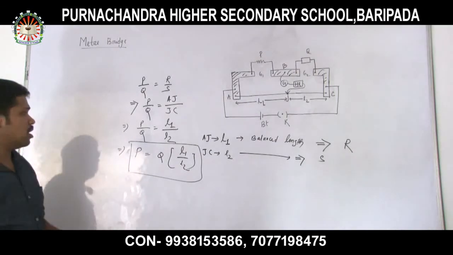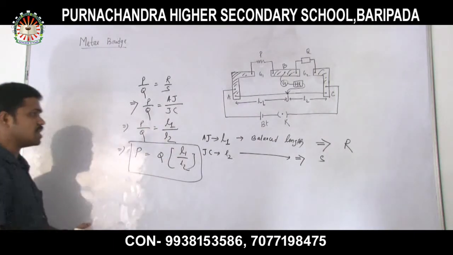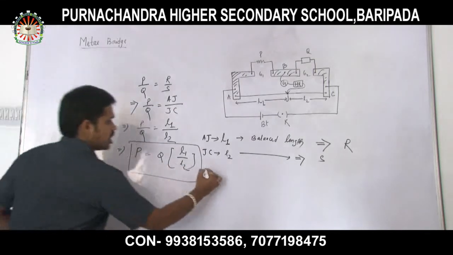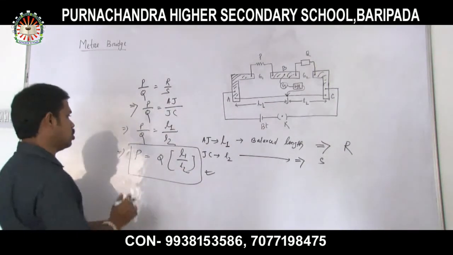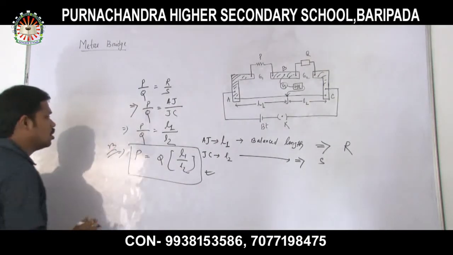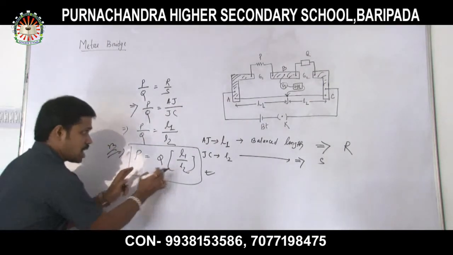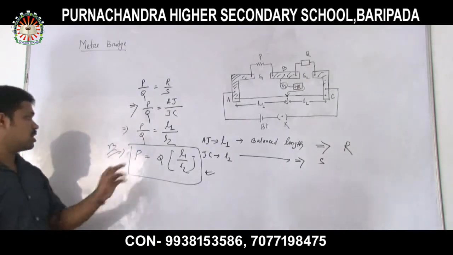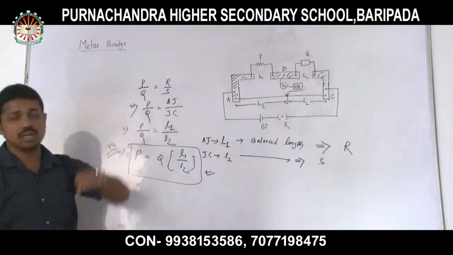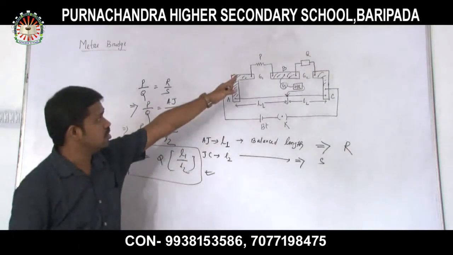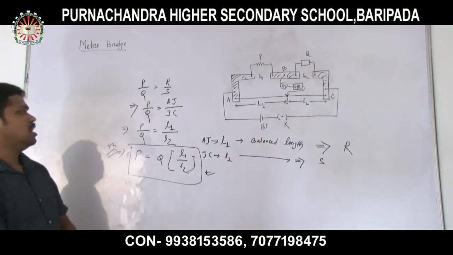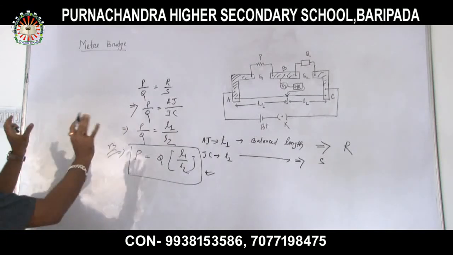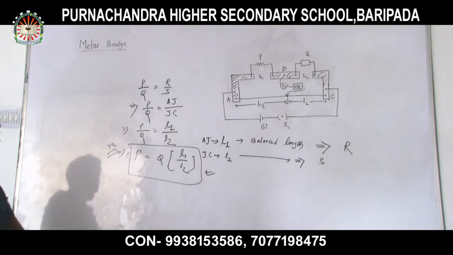Clear all of you? Okay, so this is your condition: P is equal to Q into L1 divided by L2, by which, with this formula, we can easily find out the unknown resistance value P in the meter bridge. Clear all of you? So this is a very simple concept, which is an extension of your Wheatstone bridge.